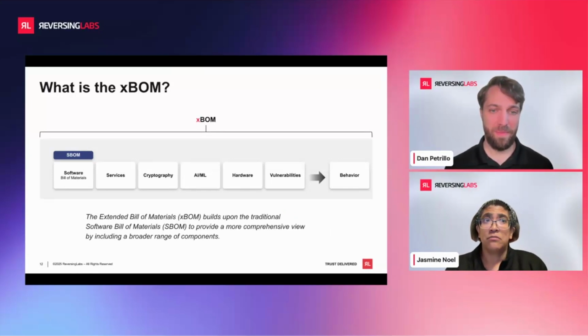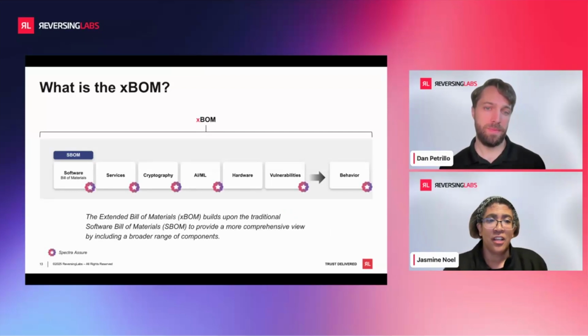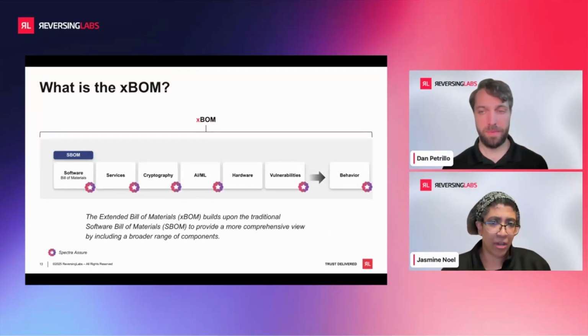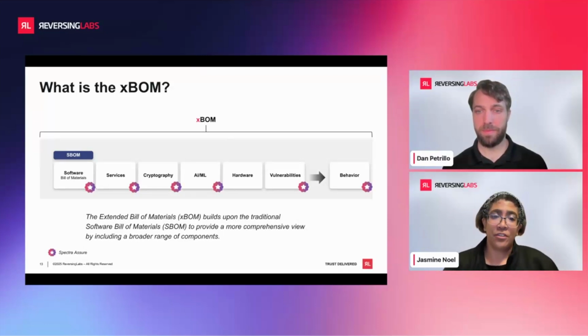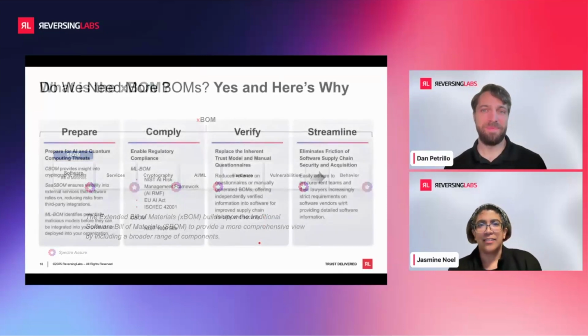In terms of what we support at ReversingLabs, this is a quick flash. We'll be able to tell you software components, services, whether there's cryptography in there, whether there are ML models in there. And I think pretty uniquely, we will also tell you what behaviors that software is exhibiting. So that's it. All right, so Dan, why do we need all these things?